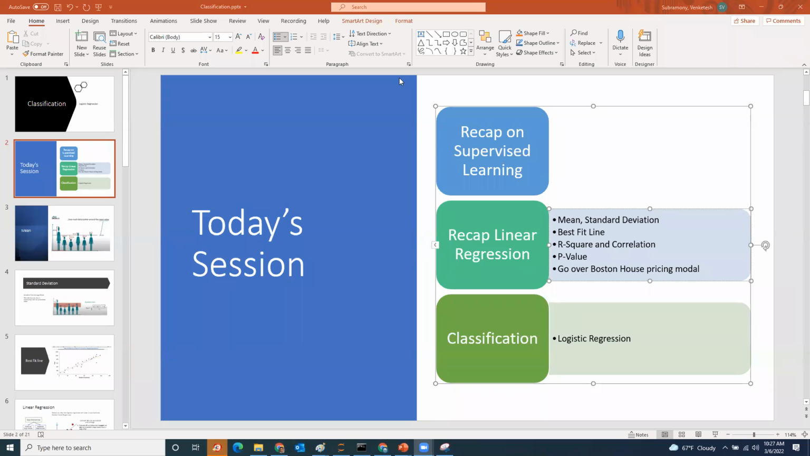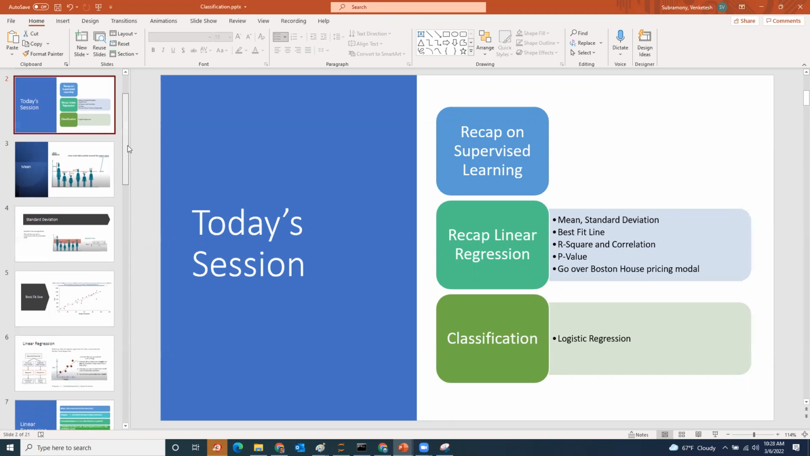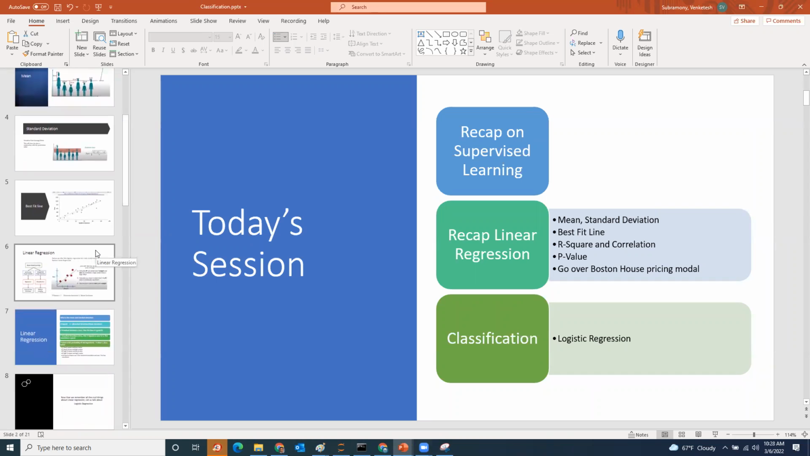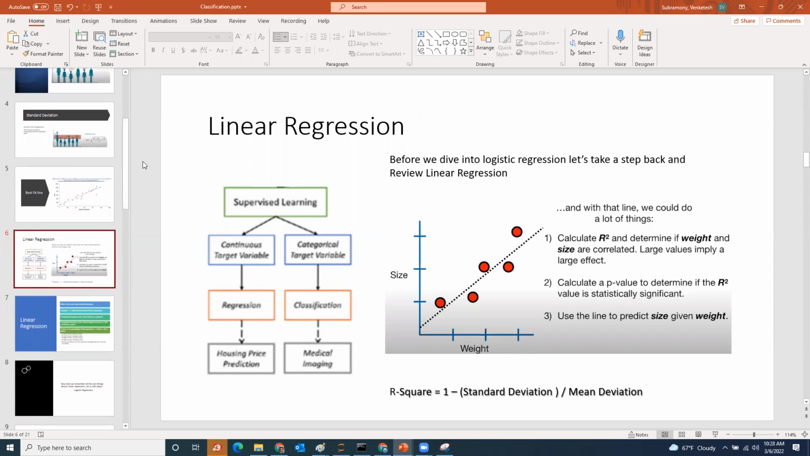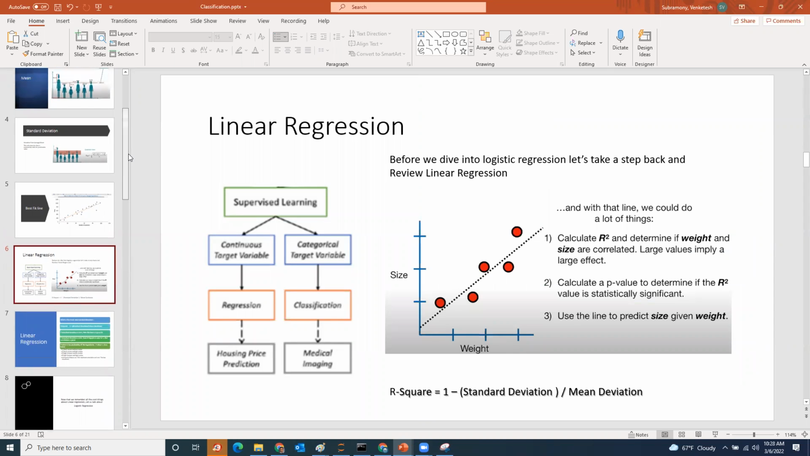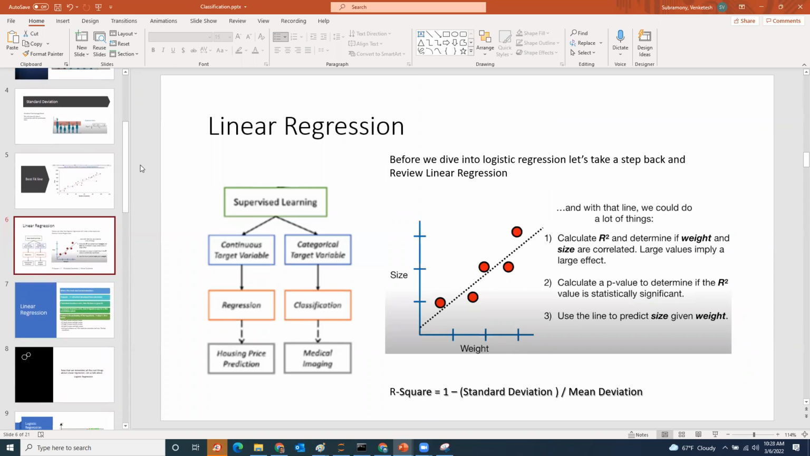Okay, cool. In linear regression, a couple of things you need to keep in mind: mean and standard deviation, best fit line, r squared, p-value, and that's all. At least you need to know these words so that when you're working on a program or taking a class in college and they ask you, what is the r squared, what is the p-value, what is the best fit line, did you get the best fit line or not, you can easily answer those questions.